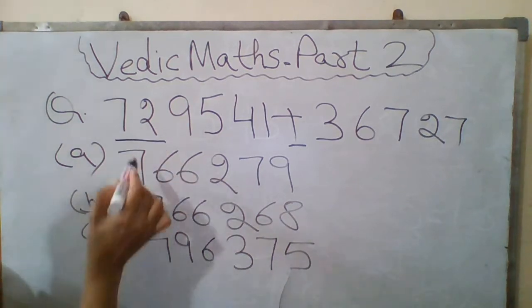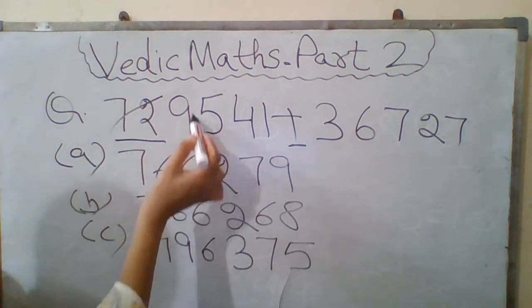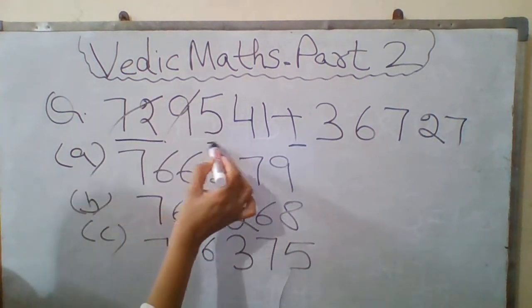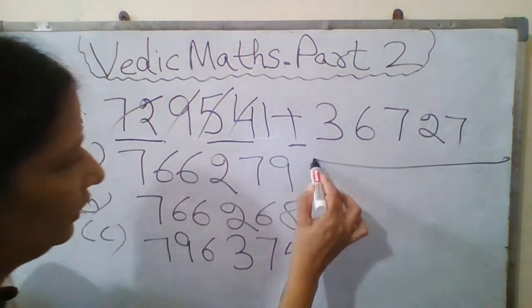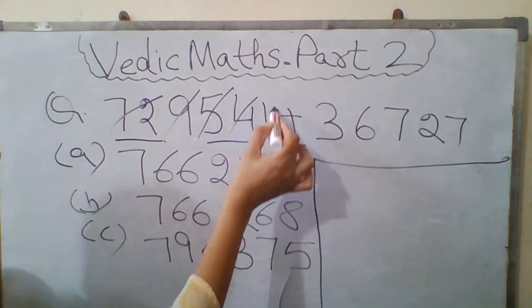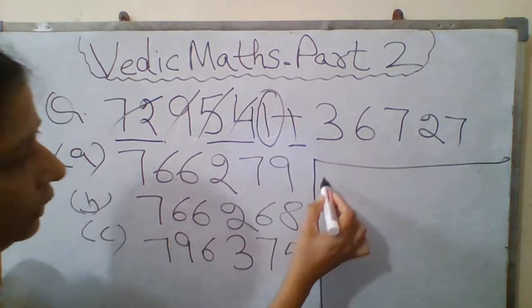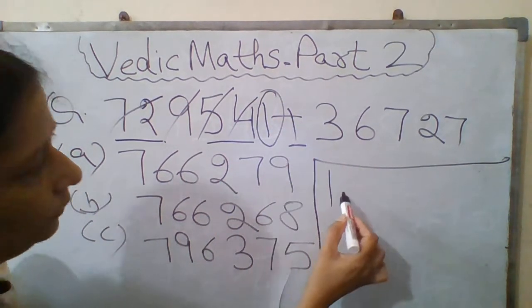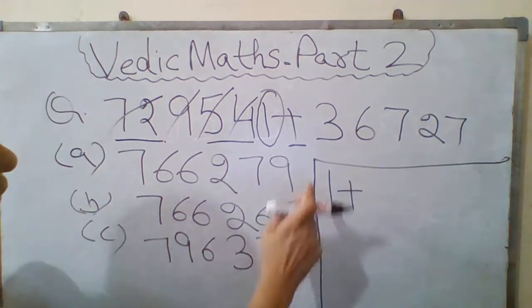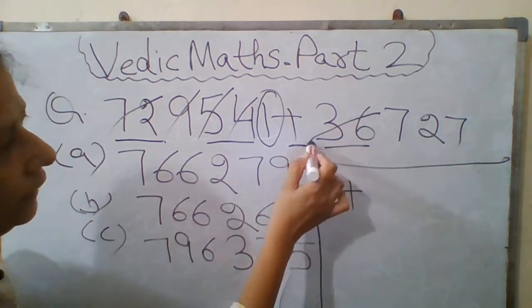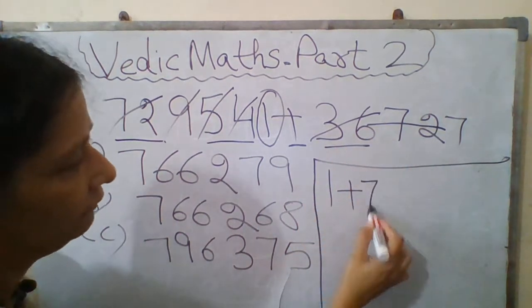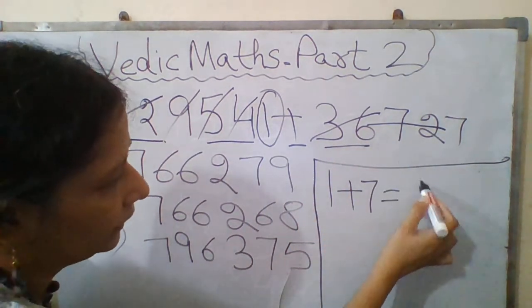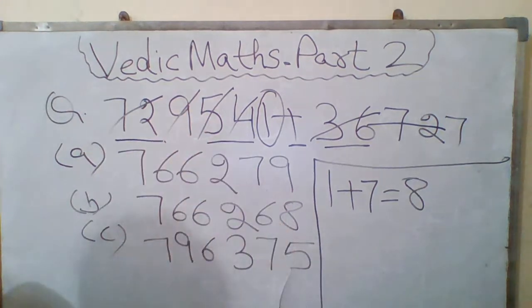7 plus 2 is 9. Cut this. 5 plus 4 is 9. Cut this. What is left here? Only this 1 is left. So write down 1, and write down the addition mark. Now 3 plus 6 is 9, cut this. 7 plus 2 is 9, cut this. What is left here? 7. So what is 1 plus 7? That equals 8. So your digital root in this question is 8.